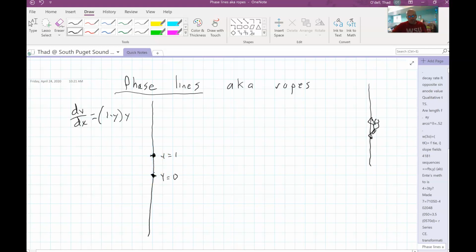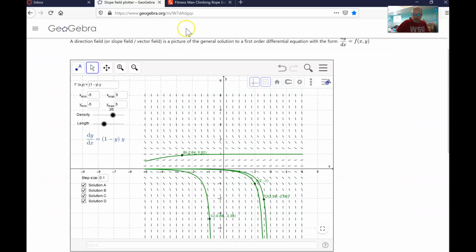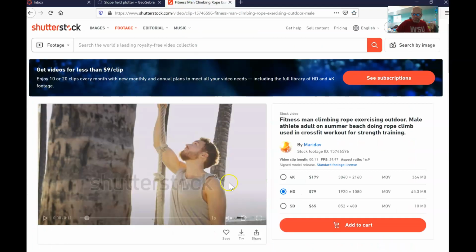So basically, at that dot, the derivative is 0. One way to think about phase lines is a man climbing a rope. He climbs the rope, and the speed with which he climbs is determined by this derivative. So just so you can picture that a little better, I'm going to hop over here and show you a man climbing a rope.